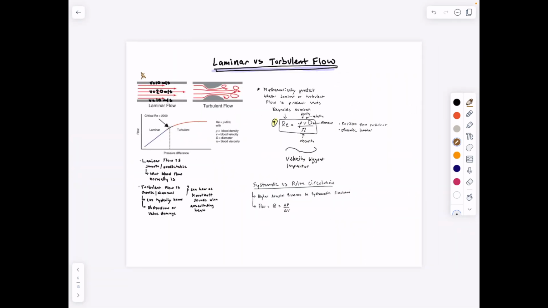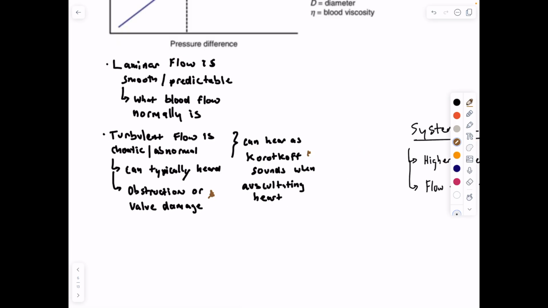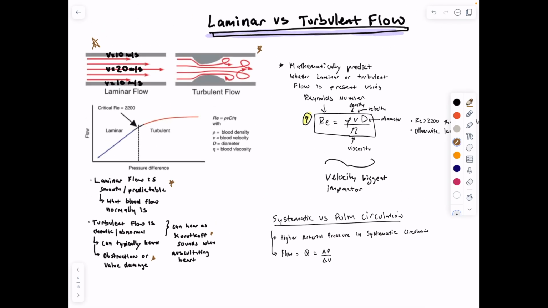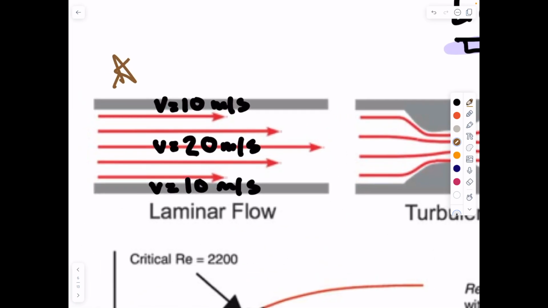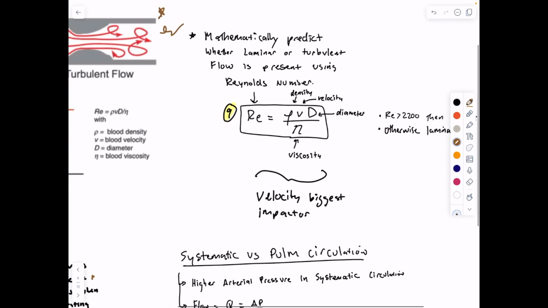Most blood flow is laminar, and turbulent flow is really this chaotic blood flow that we try to listen to. It's what you would typically hear due to an obstruction or valve damage. We hear those as Korotkoff sounds when auscultating the heart, mispronounced, I'm sure. But laminar flow is what blood flow normally is. It's smooth, predictable. An interesting point to know that at least was mentioned in lecture: the laminar flow velocity at the walls of the vessel is less than the velocity at the center. Why? Because you have friction with the walls of the vessel. In the center, you only have friction with adjacent fluid molecules. All right, and then turbulent flow is all chaotic. Mathematically, we can predict whether or not a flow is going to be laminar or turbulent based on properties of the fluid.